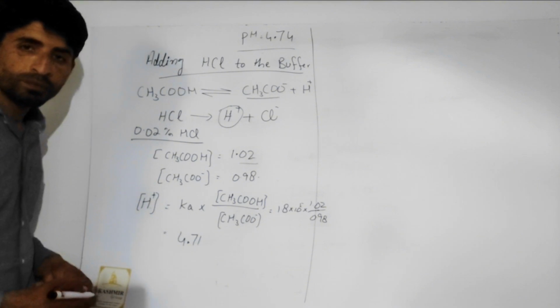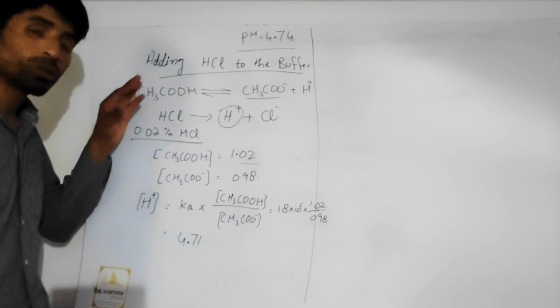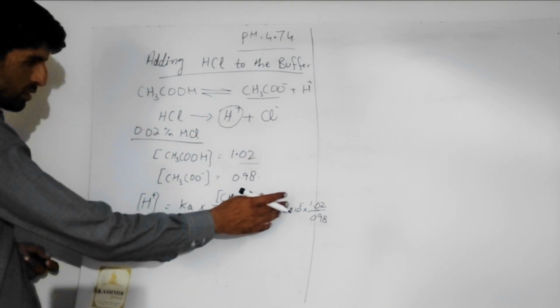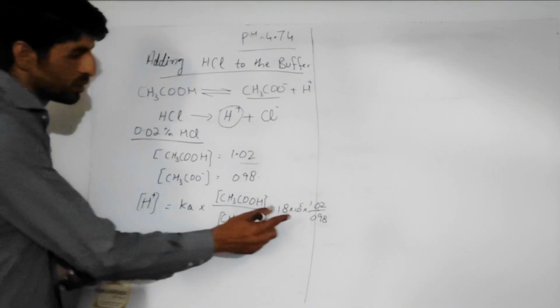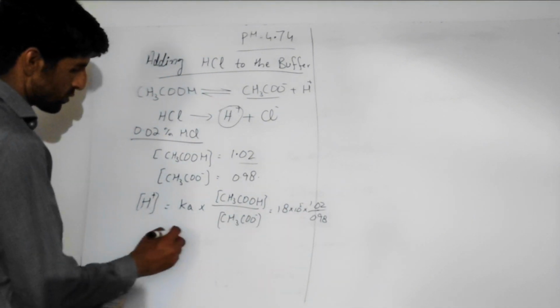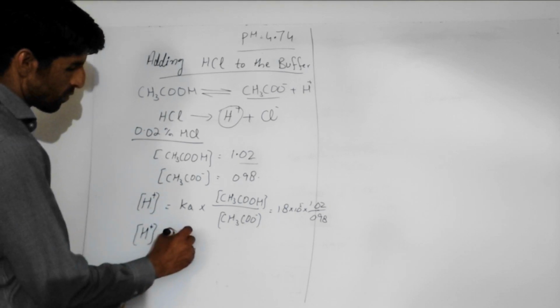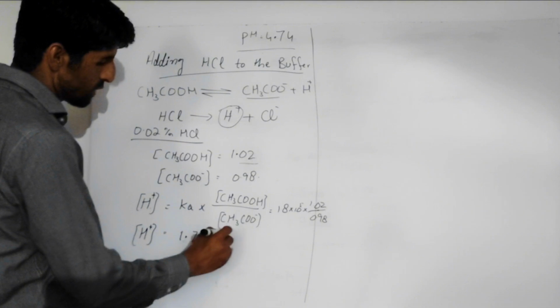4.71. The pH is decreased due to the introduction of hydrogen ion, but this is very little, and this is not the value of pH. For example, the concentration of hydrogen ion becomes 1.7 into 10 raised to power minus 5.